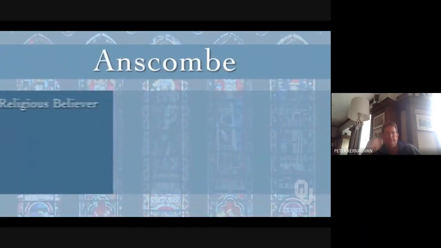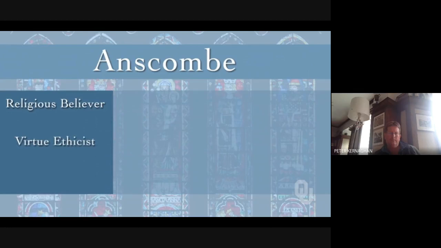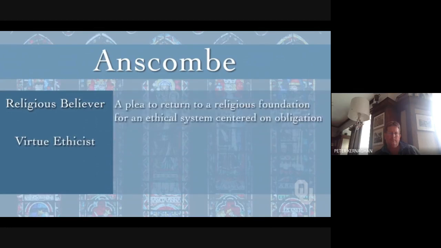Anscombe herself was both a religious believer and a virtue ethicist. So her argument could be interpreted as either a plea to return to a religious foundation for an ethical system that is centered on obligation, or a return to virtue ethics. As far as I know, nobody she addressed took the first option. But her paper eventually brought new life into virtue ethics, although it took decades for the paper to become widely quoted, and it became more famous as time went on.